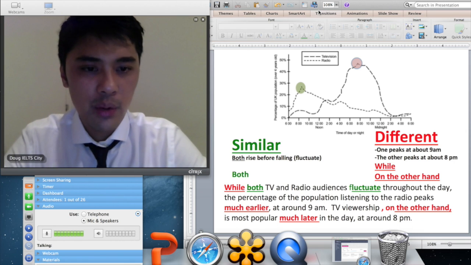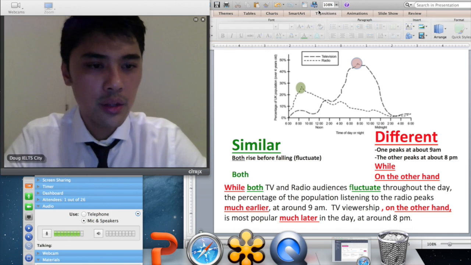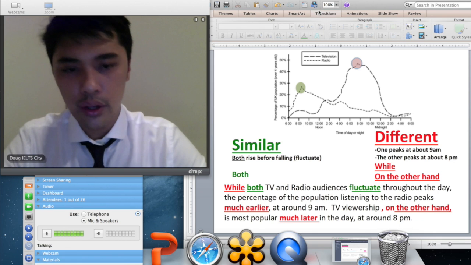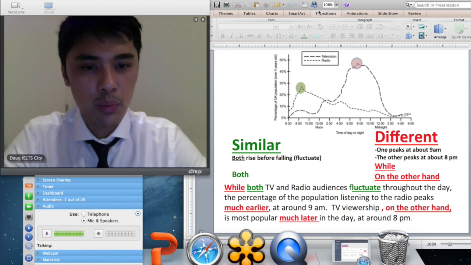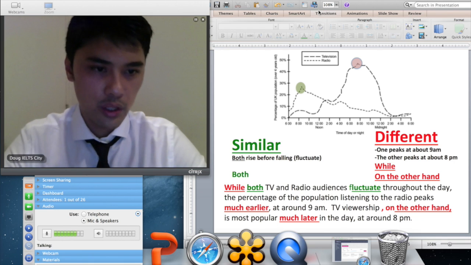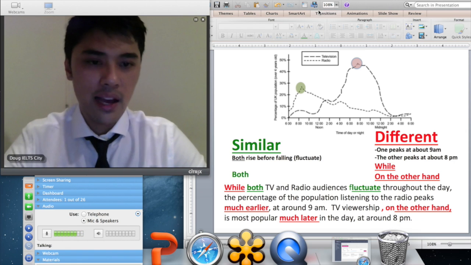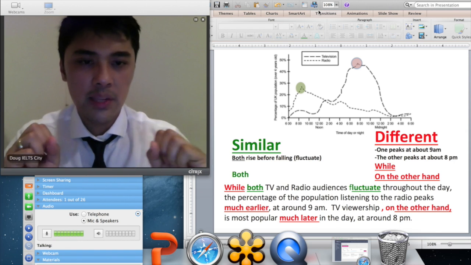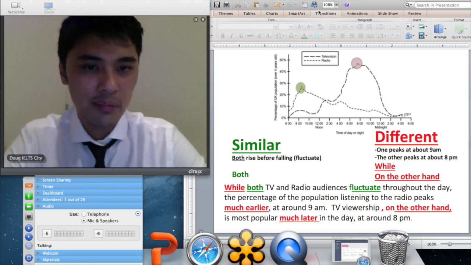While both TV and radio audiences fluctuate throughout the day, the percentage of the population listening to the radio peaks much earlier at around 9 a.m. TV viewership, on the other hand, is most popular much later in the day at around 8 p.m. So we use the words both, while, on the other hand. I also used the words much earlier and much later, and that's a way to compare the data. And once again, it seems like buzzwords that would hopefully do better on the IELTS exam.